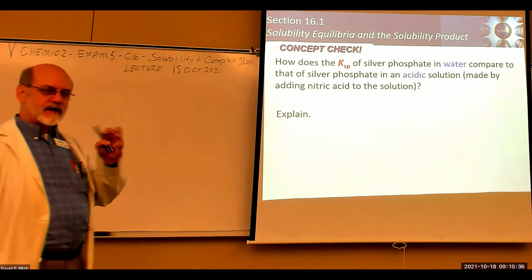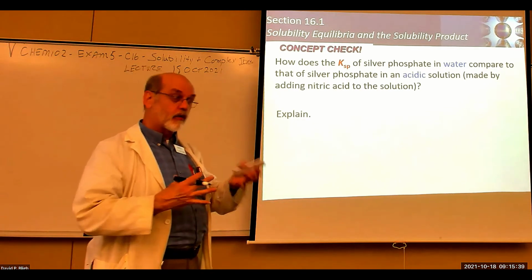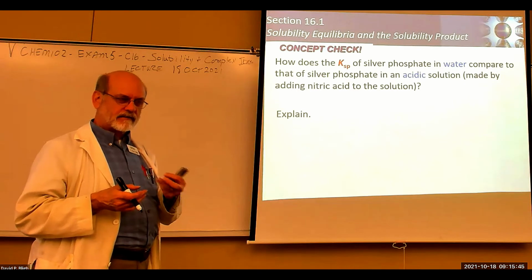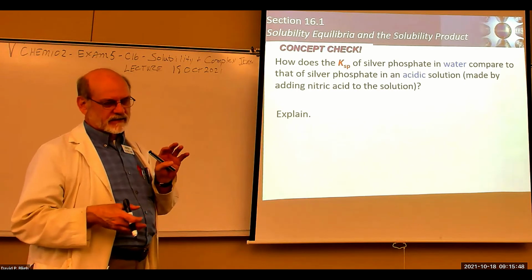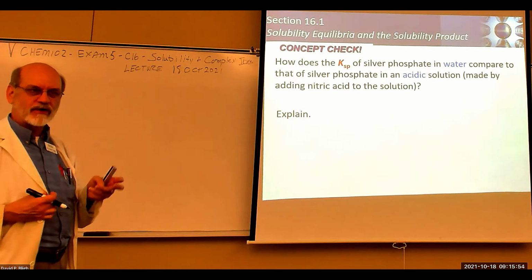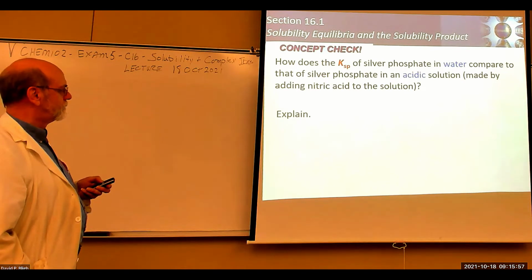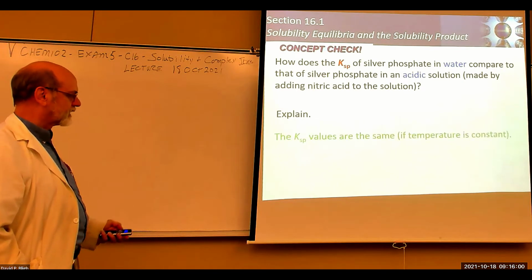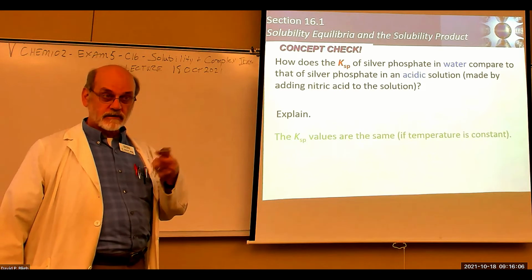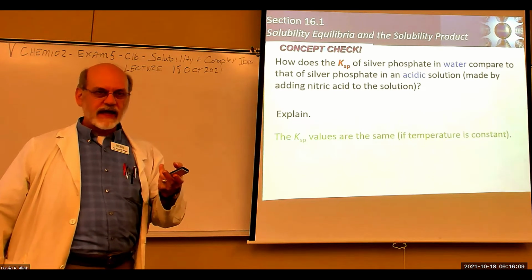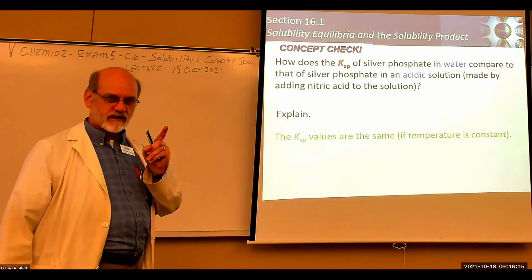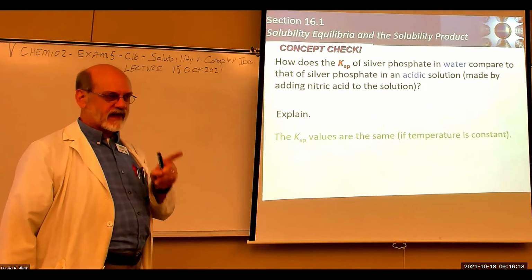Okay, now that was the qualitative description of what would happen if we acidify with nitric acid a solution in equilibrium with its solid of silver phosphate in aqueous solution. So we've acidified it and we've made it more soluble, but how much more soluble? Well, first of all, did the KSP change for silver phosphate? No. KSP is still the same because we didn't change the temperature. The equilibrium position changed. The solubility changed, but not the KSP.